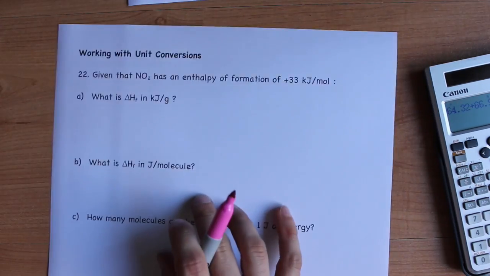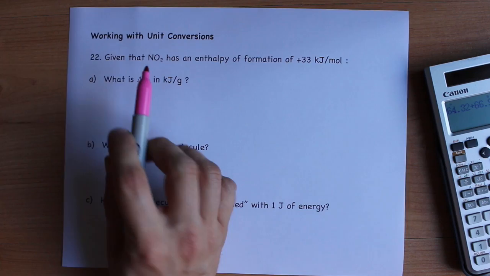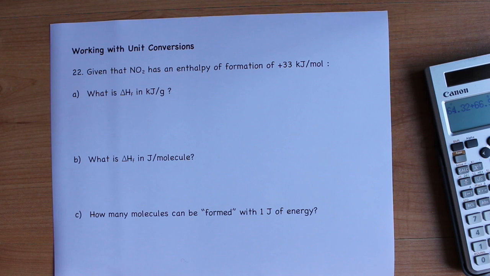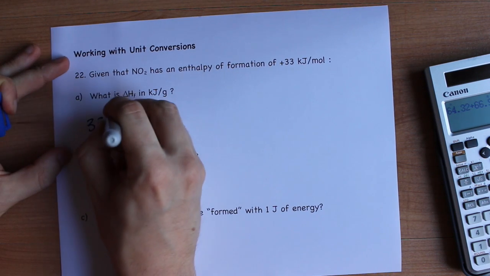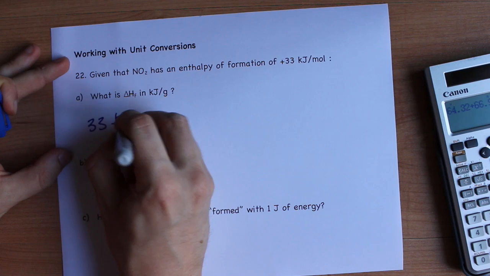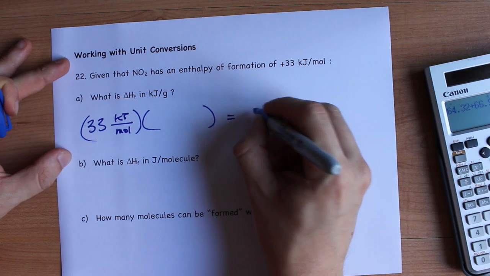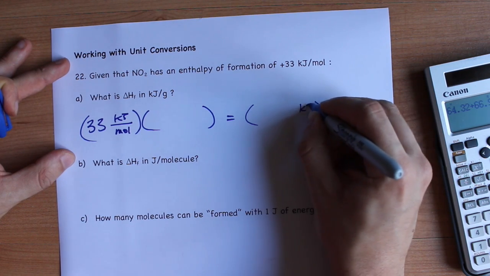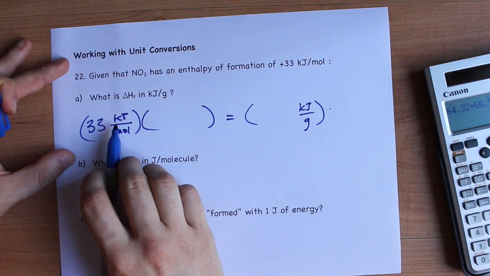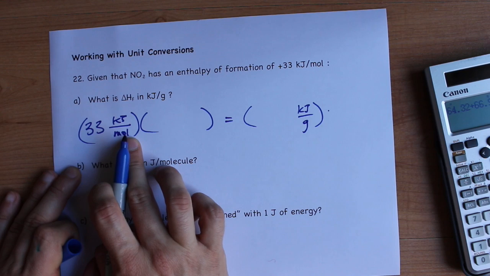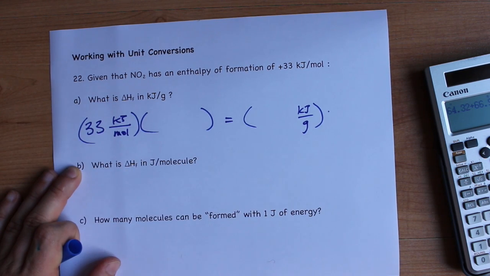We also want to be able to work with unit conversions. If NO2 has an enthalpy of formation of 33 kilojoules per mole, how do you convert that to kilojoules per gram? Well, 33, that's positive 33 kilojoules per mole, needs to be multiplied by something to give us something in kilojoules per gram. The kilojoules is already on the top of that unit, but moles, it was on bottom, and we need to replace it with grams.